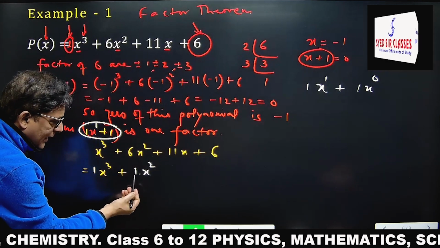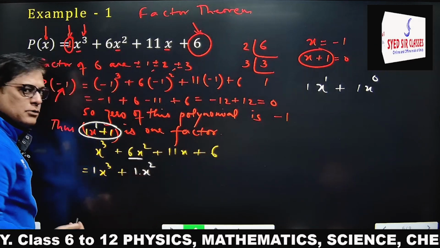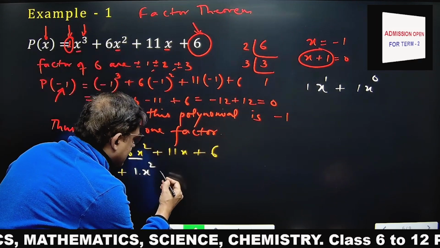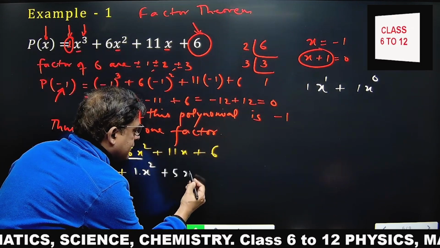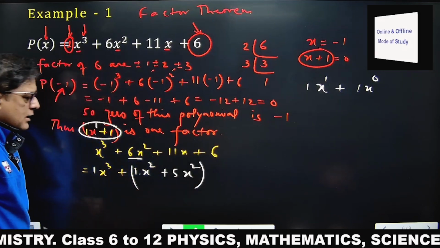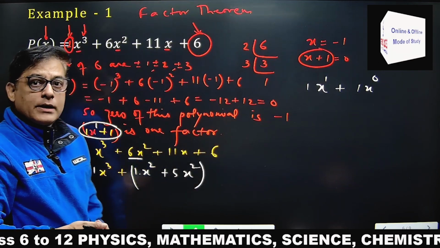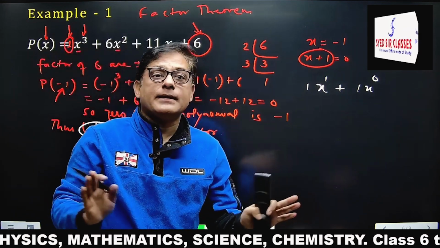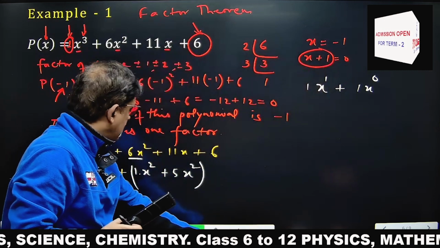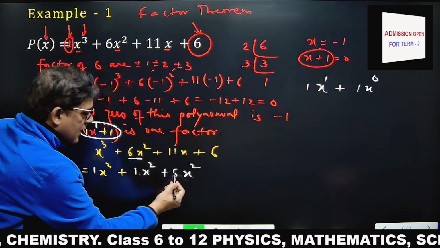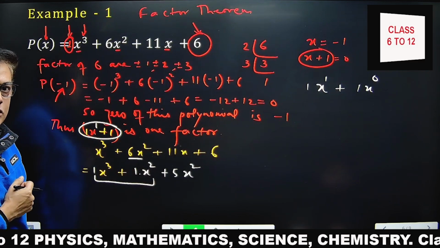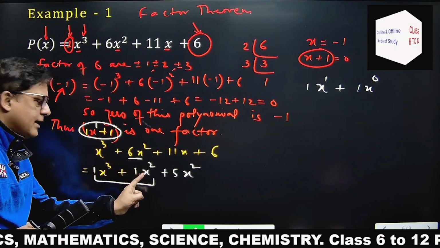Now I got 1x square, but how many x square do I need to maintain? That is 6. So I need to add 5x square, so that as a whole I get 6x square. What I'm doing is bifurcating it, separating it, just for the sake of getting x plus 1 as common. So now 5, this one is one factor. Once I take x square common, one pair, it will give me x plus 1.